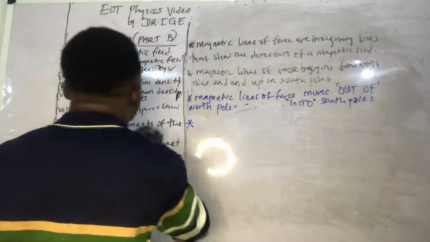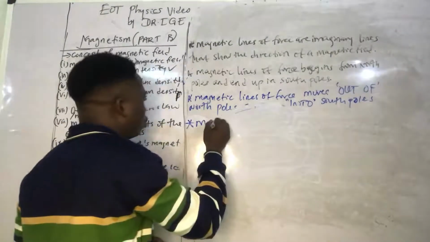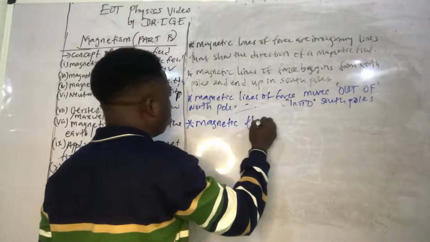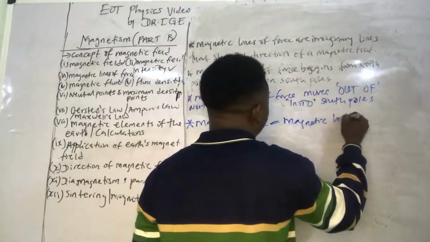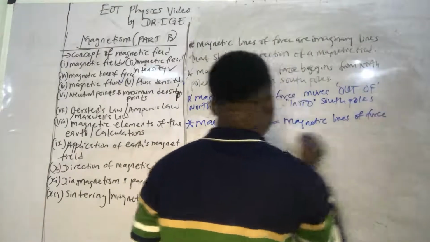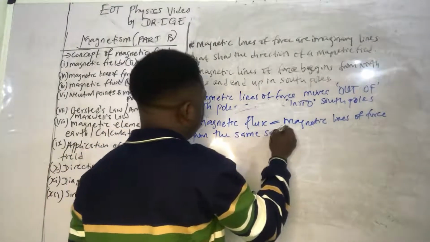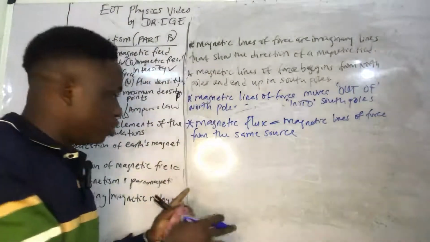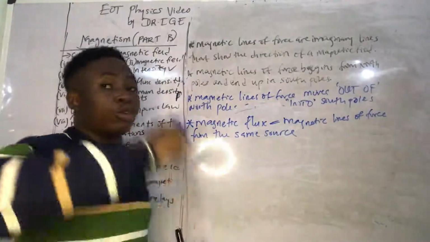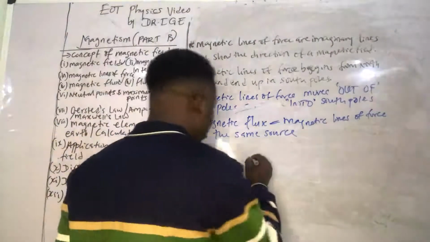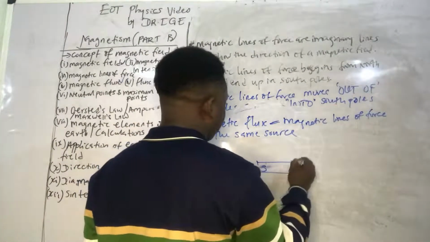The next one to talk about here is the magnetic flux. So please take note. Magnetic flux is defined as magnetic lines of force from the same source. You get, so I've erased what I drew. See, if you look at it, one of those lines, call it a magnetic line of force. Let's go again.